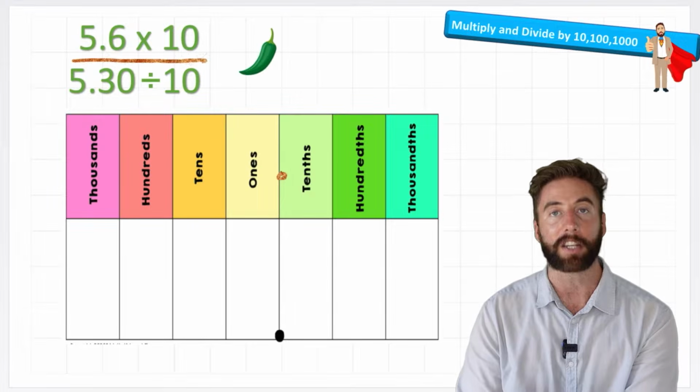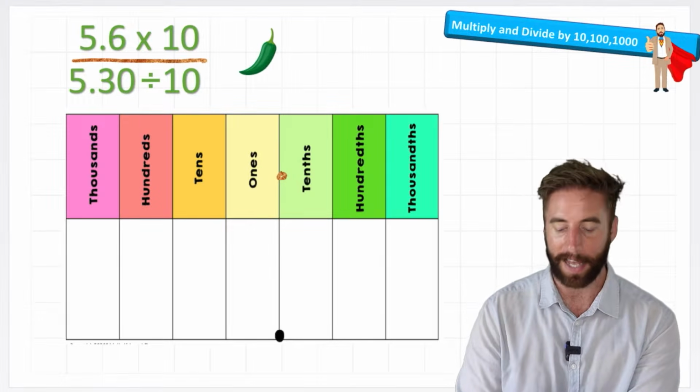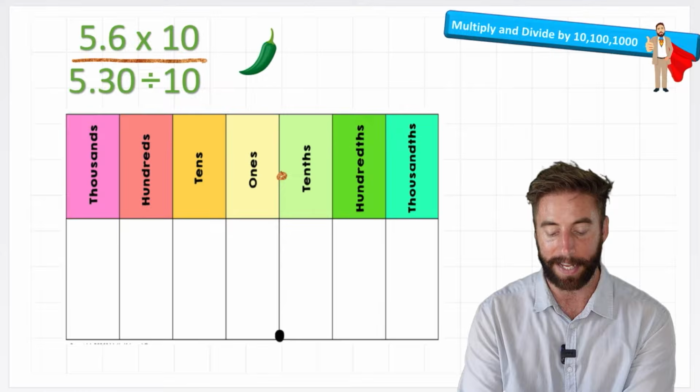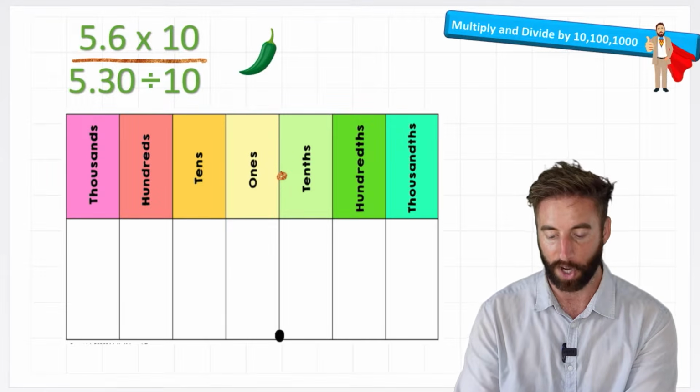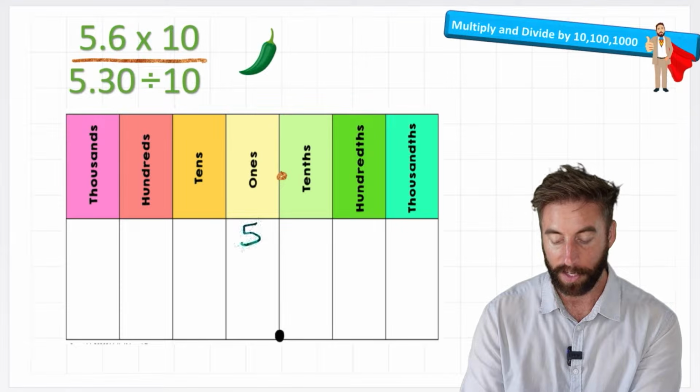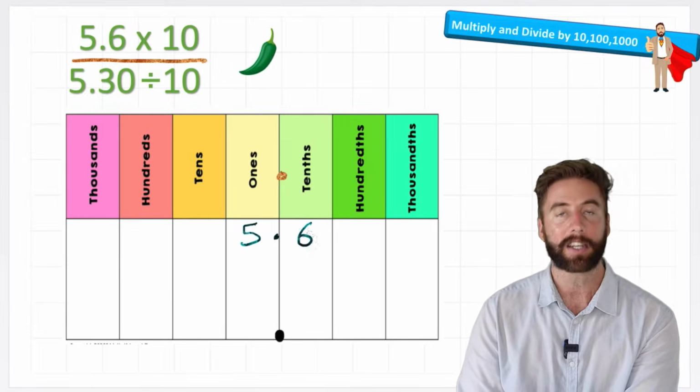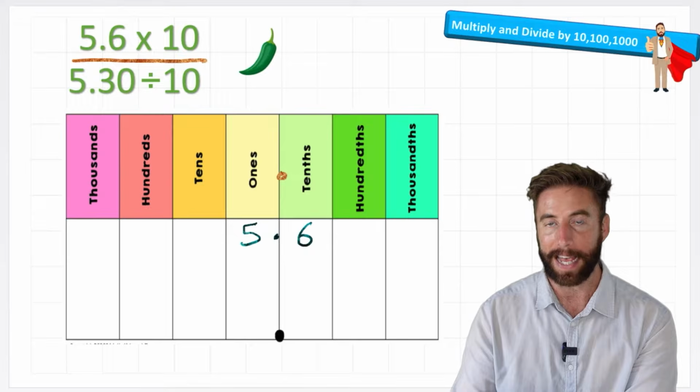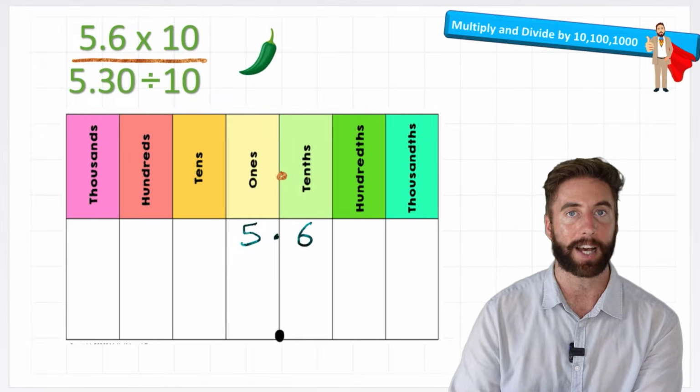Our first question says 5.6 multiplied by 10. So the first thing to do is put our number into the correct places on the place value chart. And I can see that in my 5.6 I have 5 ones, a decimal, and then 6 tenths. And then all we're going to do is multiply it by 10. So we're going to be making this number 10 times larger.